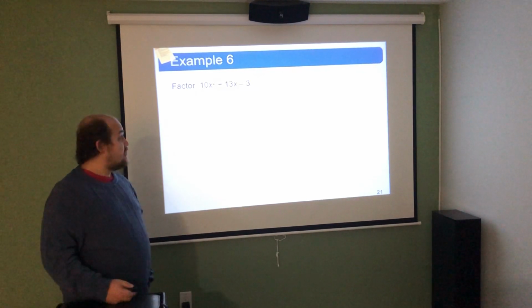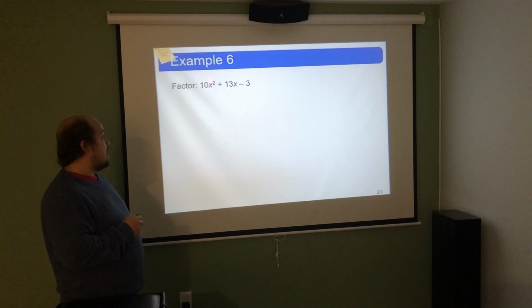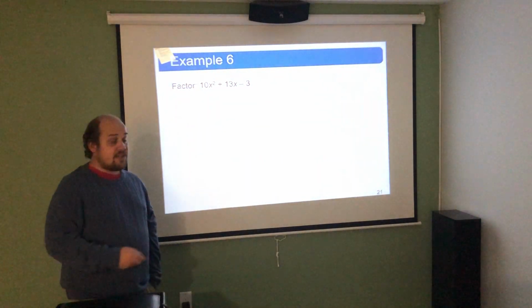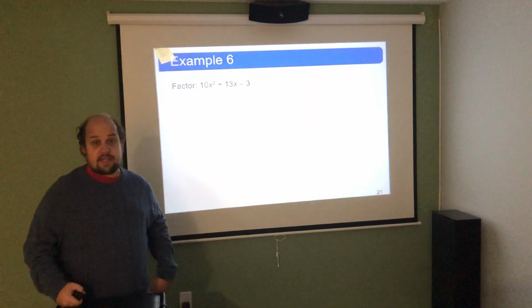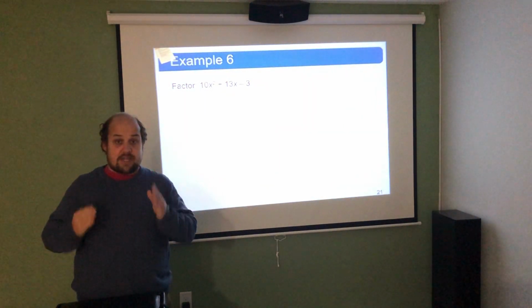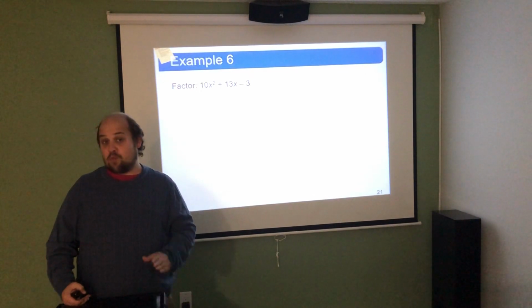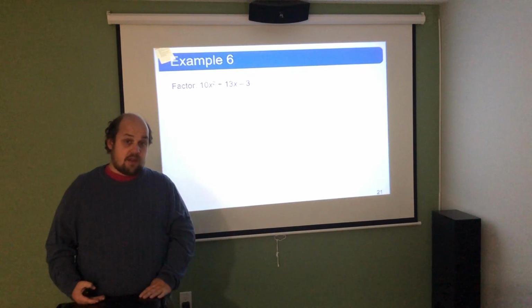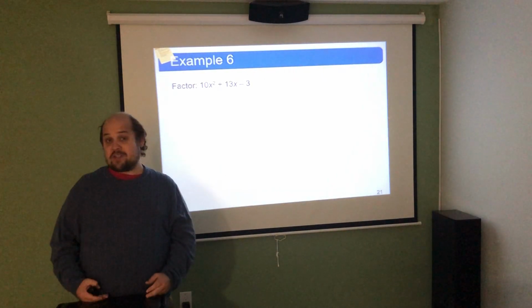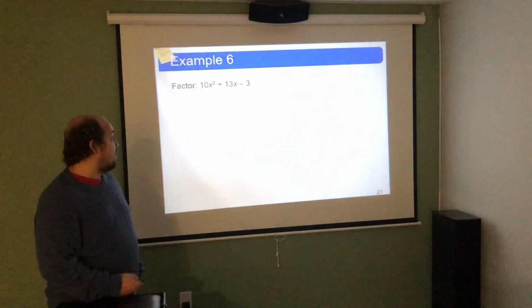When I make this cross, on top is going to be my key number, AC. 10 times negative 3 gives me negative 30. On bottom is going to be my middle term number, or B, 13, so at the bottom of the cross would be a 13. I have negative 30 on top, I have a positive 13 on bottom. That tells me I'm looking for two numbers, one negative, one positive, that when I multiply them will give me 30. I then want to combine those two numbers. Since one's negative, one's positive, it's going to be subtraction, and it should give me a positive 13.